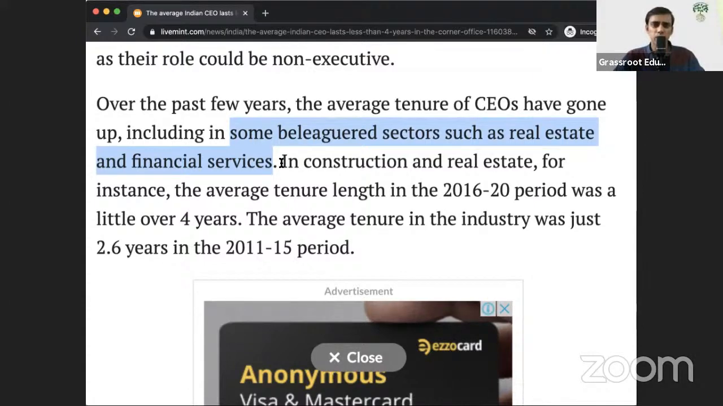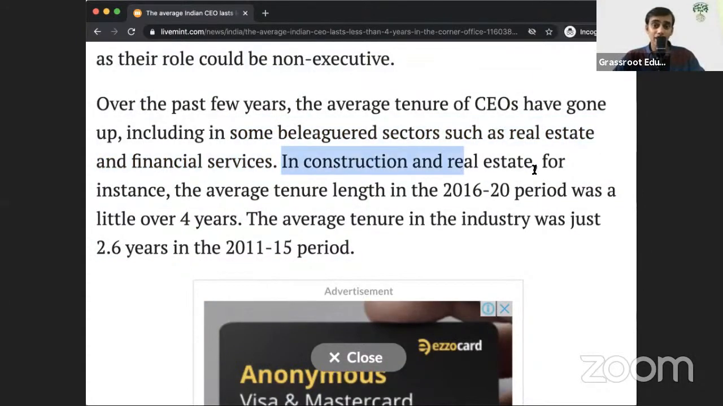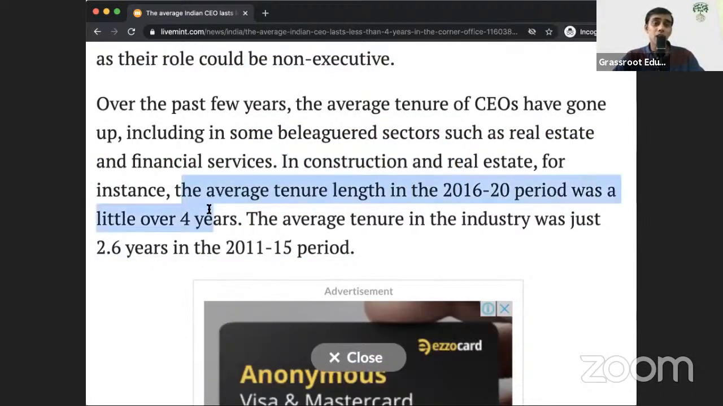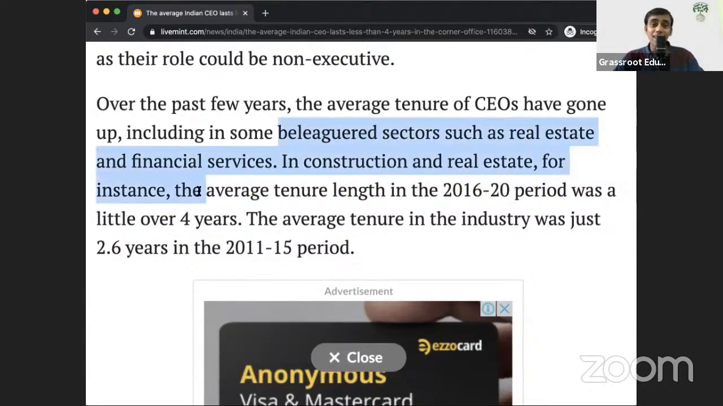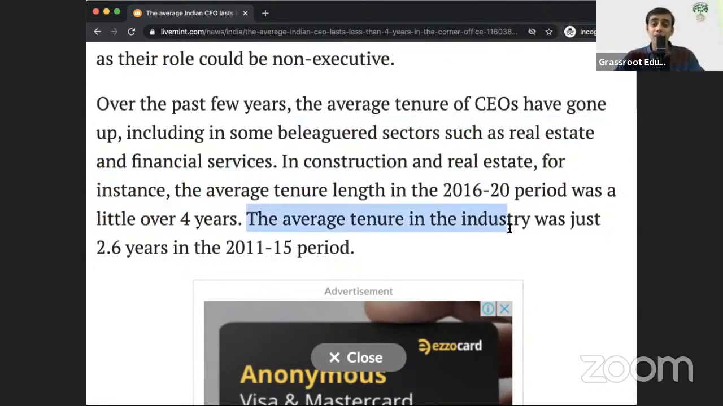Okay, now in construction and real estate, for instance, the average tenure length in the 2016 to 20 period was a little over 4 years. So the article is saying that in these bad sectors, the tenure has gone up. CEOs are able to hold their office for a longer period. Whereas the average tenure in the industry was just 2.6 years in the 2011 to 15. So in 2011 to 15, it was 2.6. Now suddenly the last 5 years, it has gone to 4 years. Okay, so CEOs are able to hold their positions very strongly now.